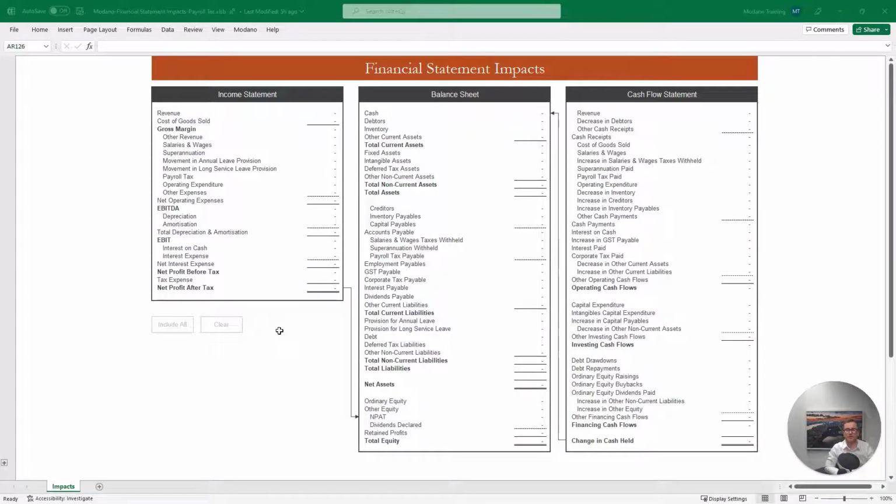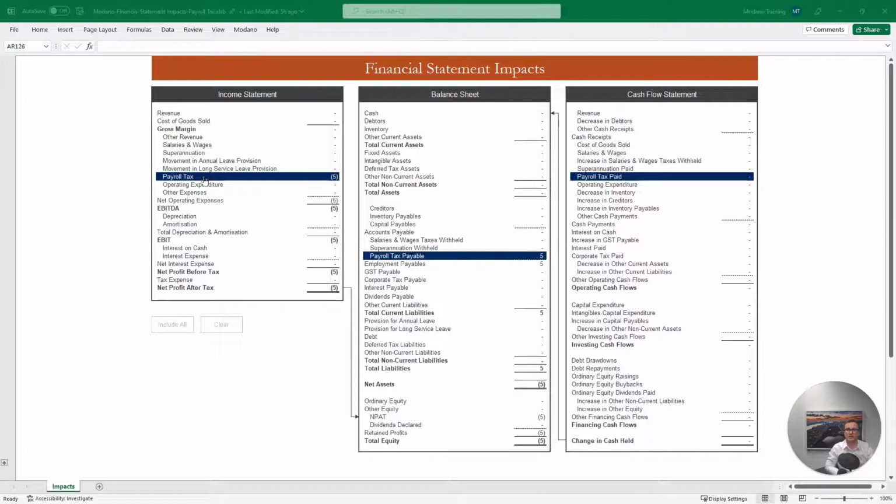Now, in looking at the financial statement impacts of payroll tax within a three-way financial model, payroll tax is included within our net operating expenses section of our income statement. This decreases our net profit after tax and therefore decreases total equity on the balance sheet. Payroll tax that is paid in cash is included within the cash payments in our operating section of the cash flow statement, and any payroll tax which is not yet paid in cash, we adjust for in our payroll tax payable balance within the current liabilities section of our balance sheet. The adjustment to our total liabilities ensures that our net assets reconciles with our total equity and our balance sheet is balanced at all times.